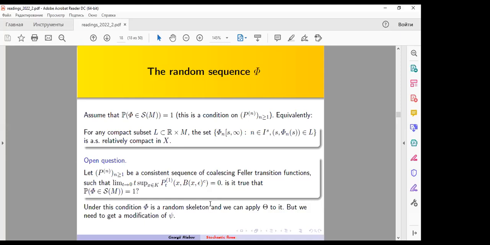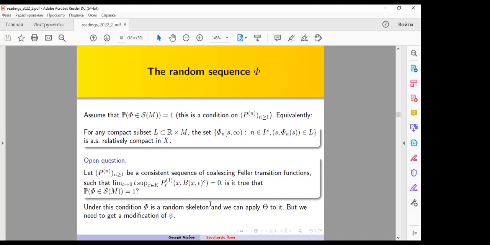We assume that for any compact subset, the set of trajectories that at time s were in this compact is almost surely relatively compact in X. We don't know whether we can deduce it from other assumptions on transition functions. But under this assumption, phi is a random skeleton. We can apply mapping theta to it and get some family of mappings.